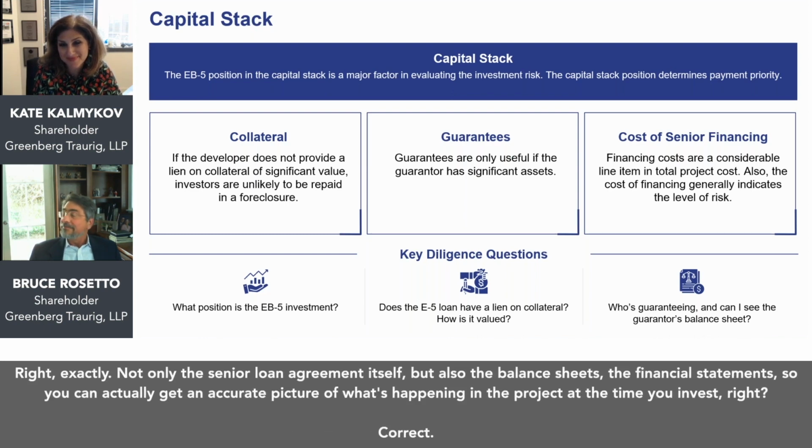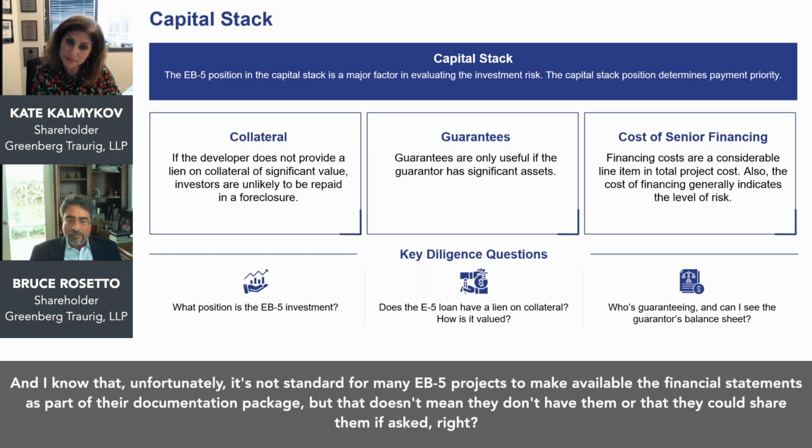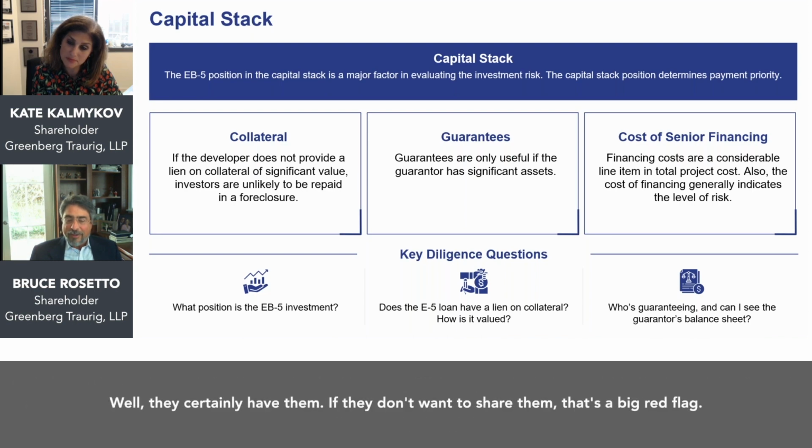Right, exactly. So not only the senior loan agreement itself, but also the balance sheets, the financial statements, so you can actually get an accurate picture of what's happening in the project at the time you invest. Correct. And I know that unfortunately, it's not standard for many EB-5 projects to make available the financial statements as part of their documentation package, but that doesn't mean they don't have them or that they couldn't share them if asked, right? Well, they certainly have them. If they don't want to share them, that's a big red flag.